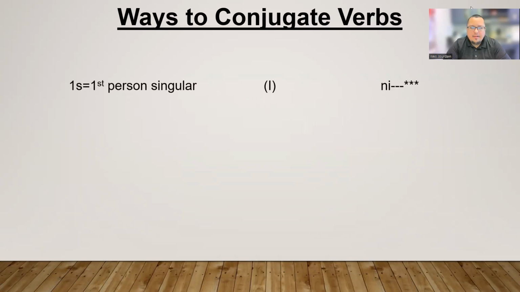All right, so ways to conjugate verbs. We'll go through this again just to lock it in your head. These are 7 ways that we're going to conjugate today. First person singular, talking about I. We're just going to add ni plus our verb.